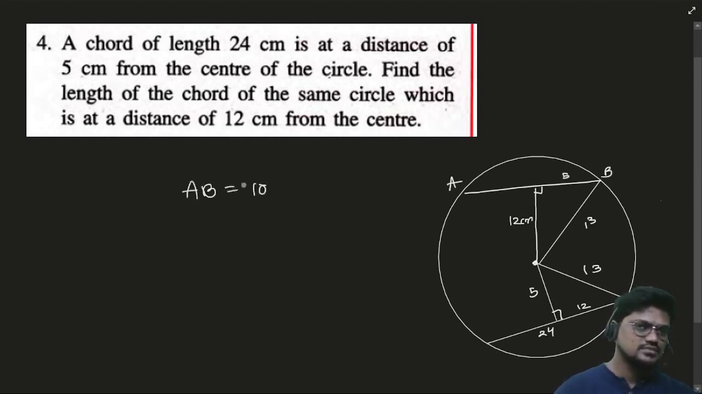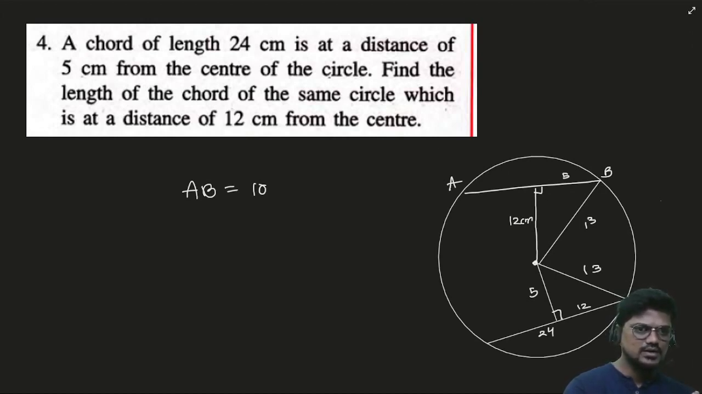Is that clear? You cannot write by Pythagoras triplet. You have to solve it. I hope you are aware how to solve that Pythagoras triplet. Is that clear to everyone? Please raise your hands. How many of you have understood everything?